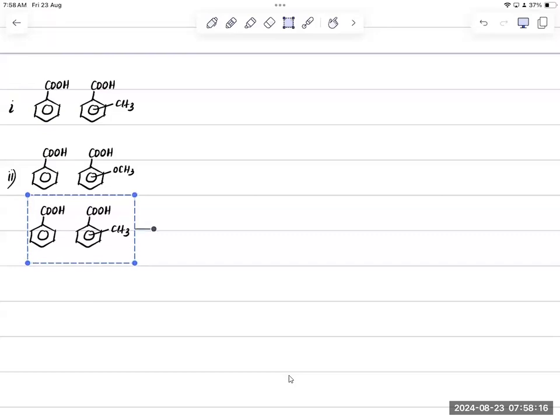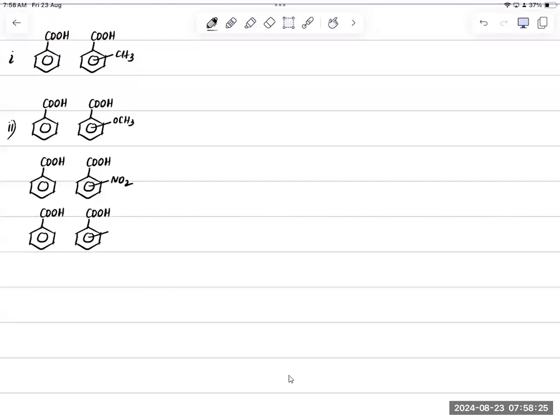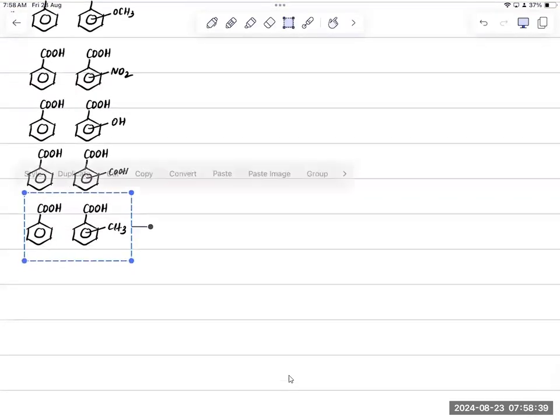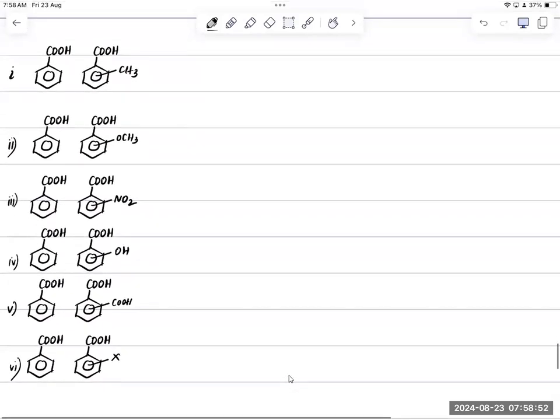Next, NO2. Next, OH. COOH. Halogens X. Third, fourth, fifth, sixth. So quickly do these cases now. In all of them, O, P, M, and H. If you compare all these four, which one is more acidic, which one is less acidic?